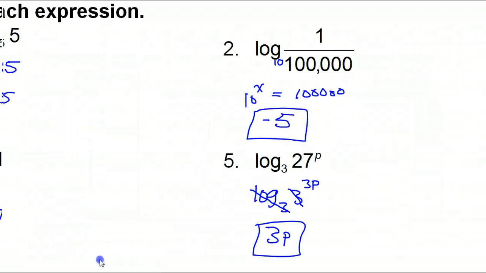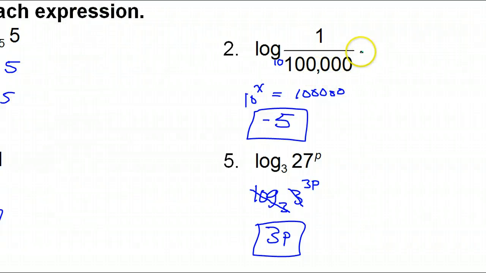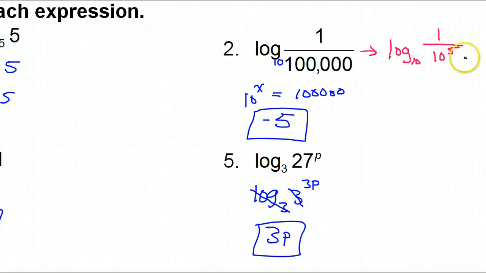Okay, let me show you what I mean. Take number 2, for example. I'm only going to do this once, but looking at number 2, this would be the same thing as log base 10 of 1 over, and like we said, 100,000 is 10 to the 5th power. But because it's in the denominator, wouldn't this be the same thing as log base 10 of 10 to the negative 5 power? Because wouldn't that drop you down like this?